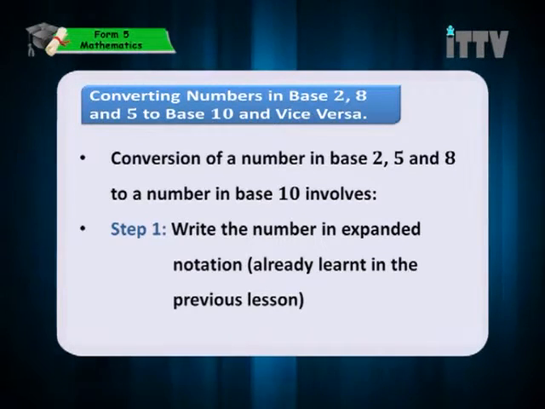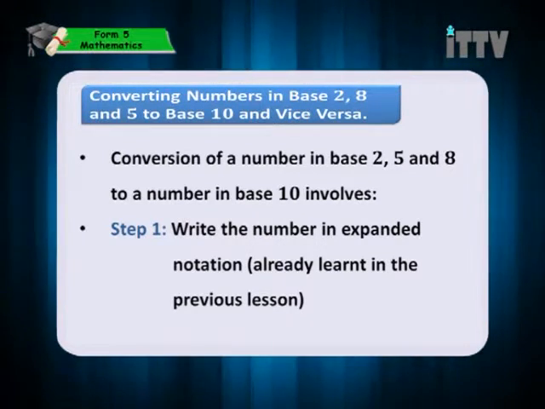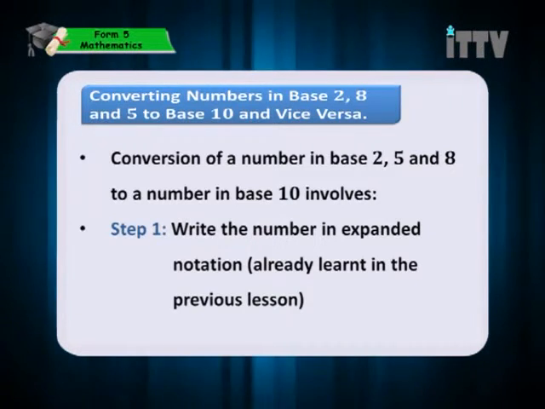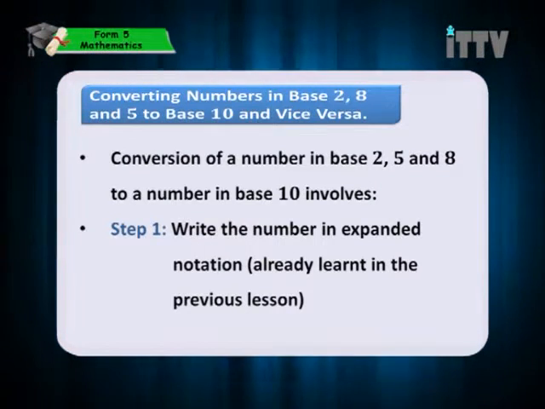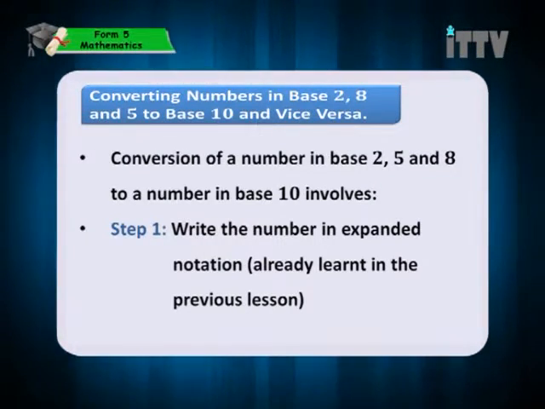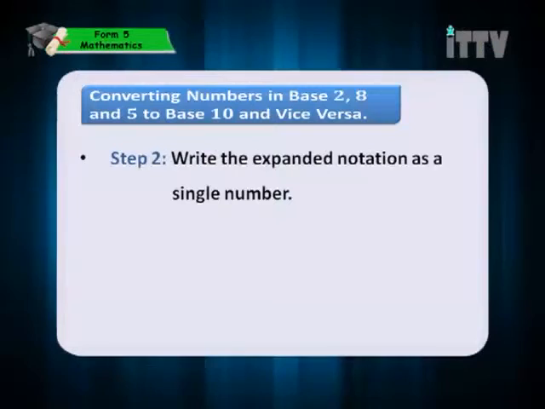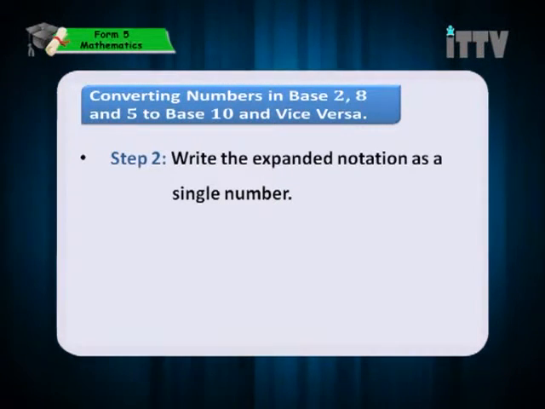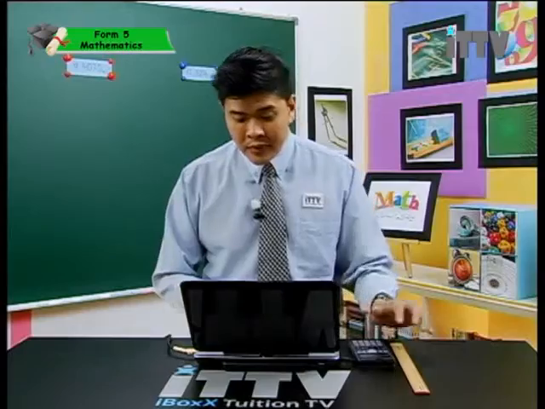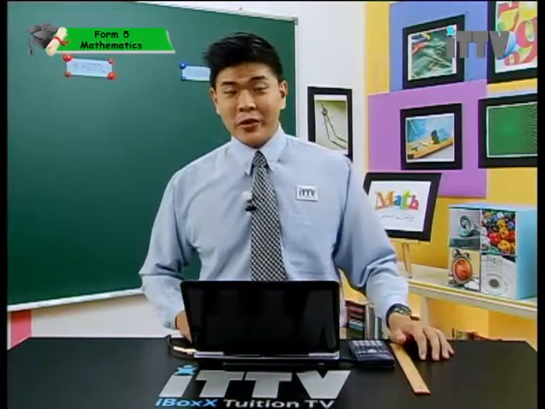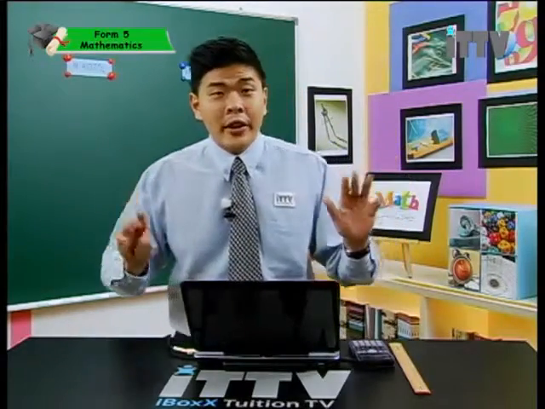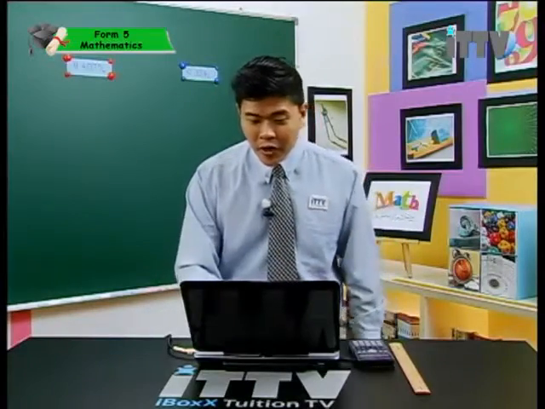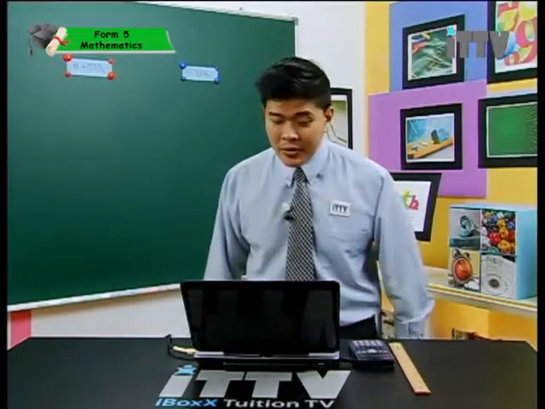The conversion of a number in base 2, 5, or 8 to a number in base 10 involves, step 1, write the number in expanded notation. We have learned how to write a number in expanded notation in the previous lesson. And in the second step, write the expanded notation as a single number. So there are only two steps needed to do this conversion, from a number in base 2, 5, or 8 to base 10. Now let's take a look at our first example.